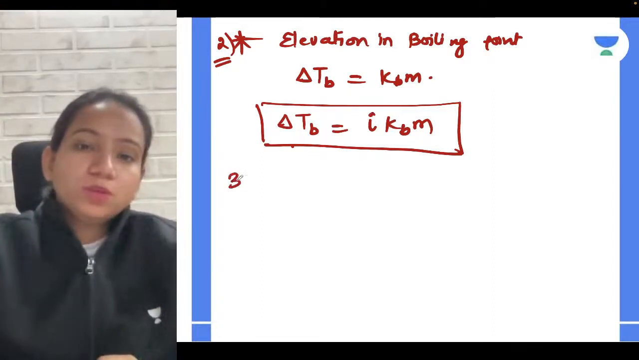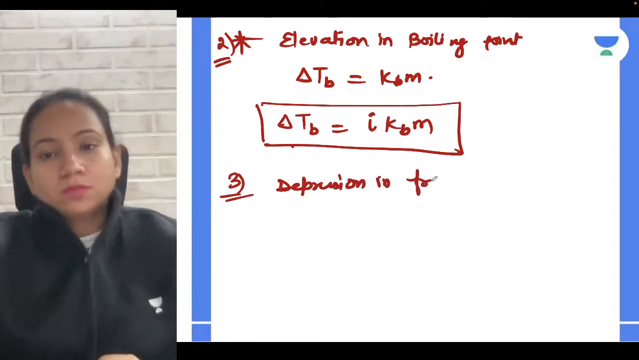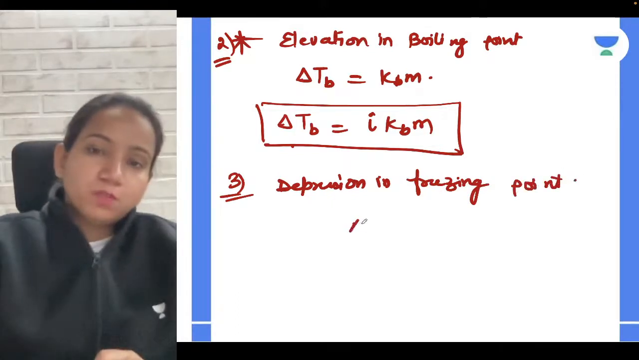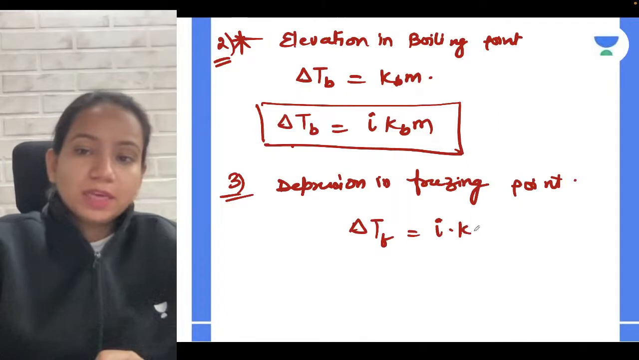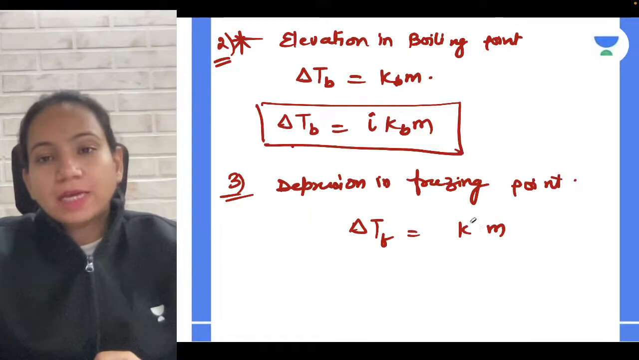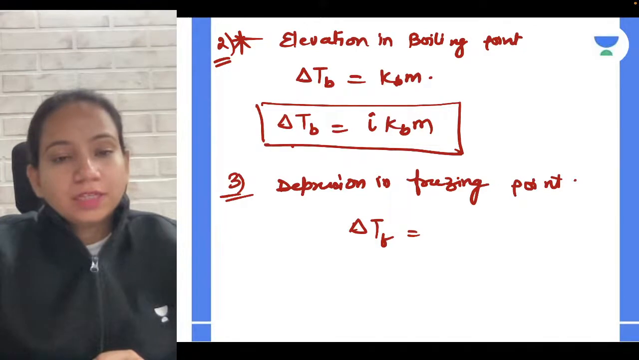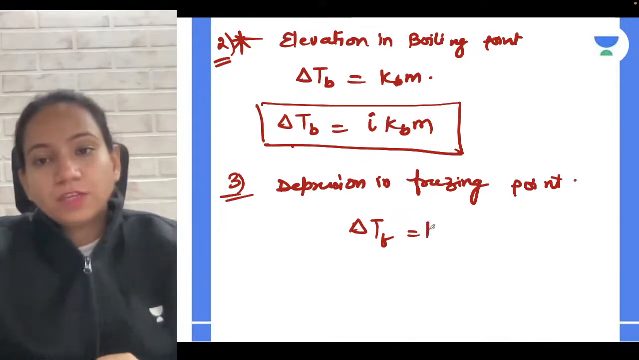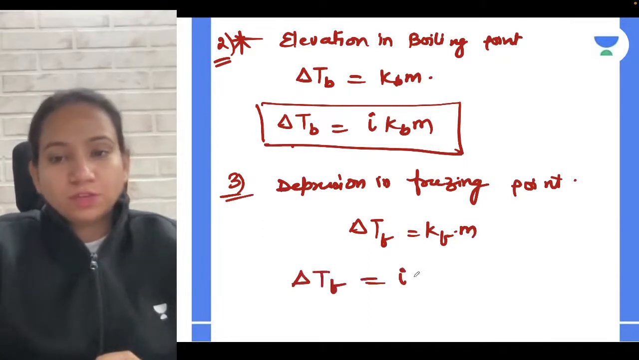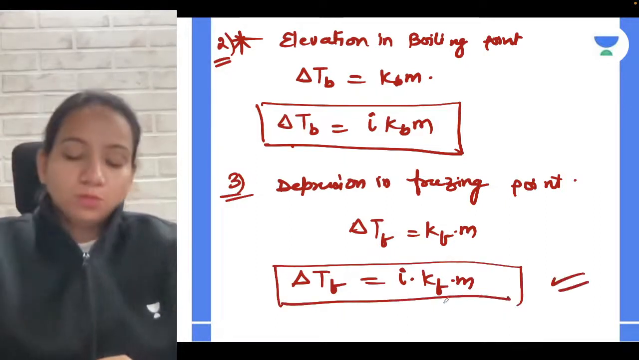Now talking about the third one, depression in freezing point. Same as before, we had the formula delta TF is equal to KFM. Now I'll apply the Van't Hoff factor also here, so that we'll get the correct value. I will just introduce the Van't Hoff factor, so you will get the normal molar mass.